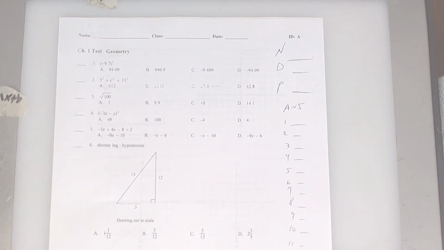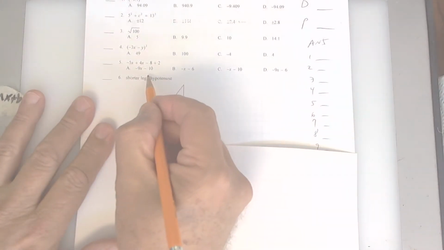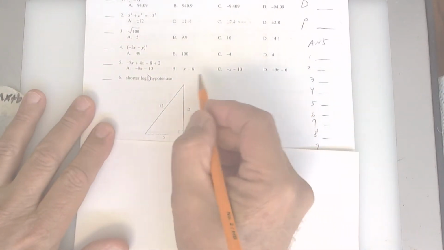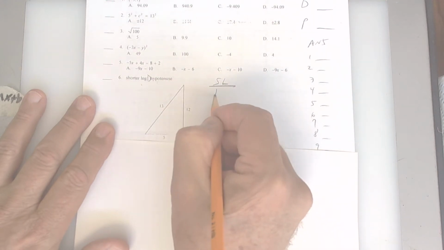Okay, I'm going to go over the rest of your test with you. This is part 2. 1 through 5 is on your bell work. So look up here. You see this colon? That means division. So they want short leg over the hypotenuse.